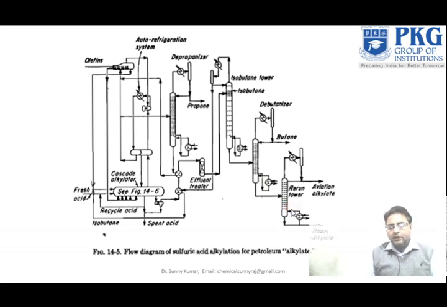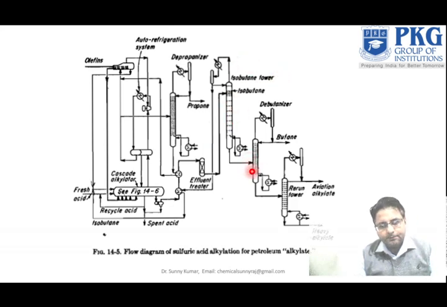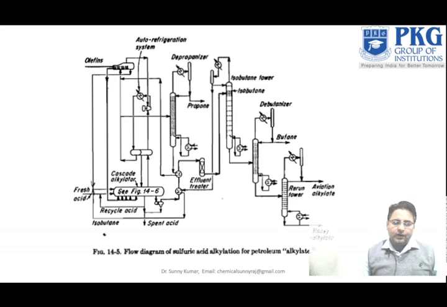Okay, so here we are using 4 towers. The first one is the depropanizer, the second one is the isobutane tower, the third one is the debutanizer, and the fourth one is the rerun tower. And then from the bottom you will get heavy alkylates, and from the top you will get aviation alkylate. Okay, so this is the thing we will get from this. So the 4th tower we have required to purify our products.